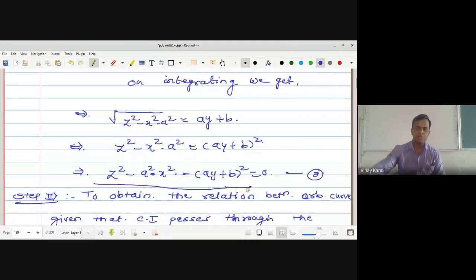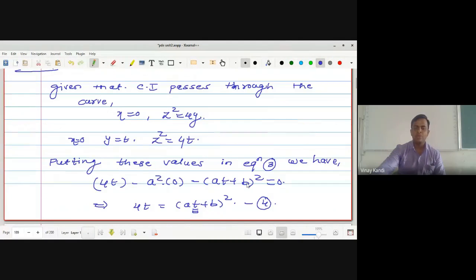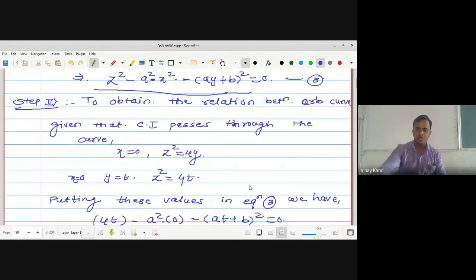Okay, in step number 2 we have to find the one parameter family. Okay, one parameter subfamily by using the equation of curve. Using the equation of curve we have to find the one parameter subfamily. Okay, and in step number 3 we have to find the envelope of that subfamily.